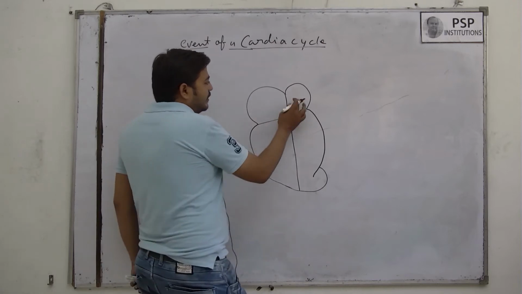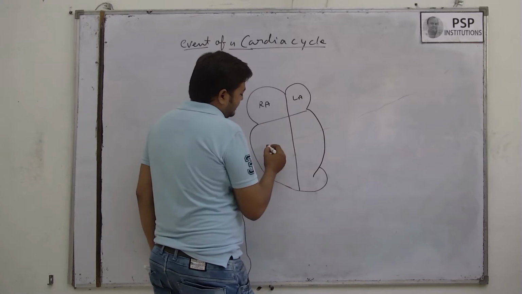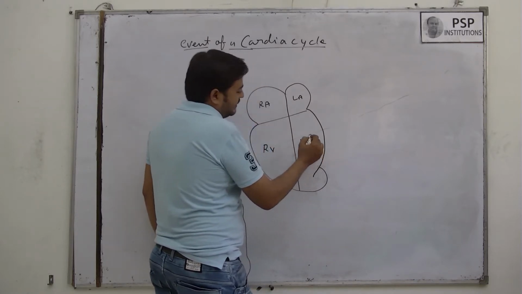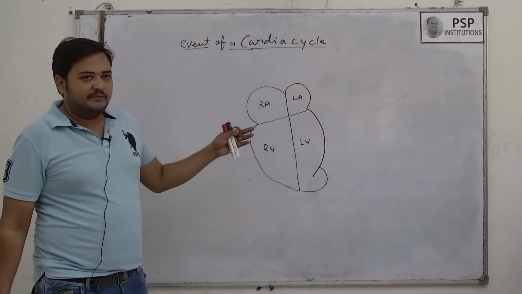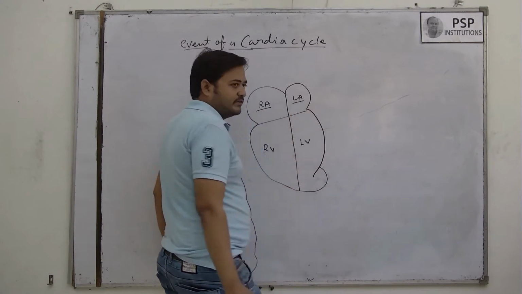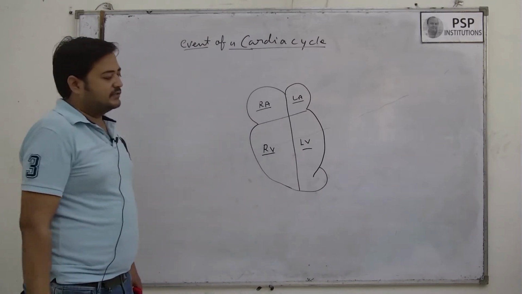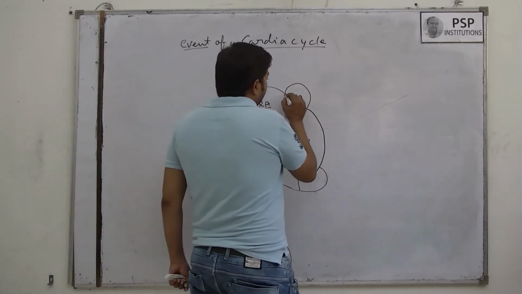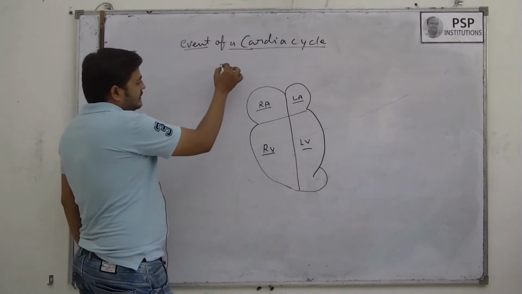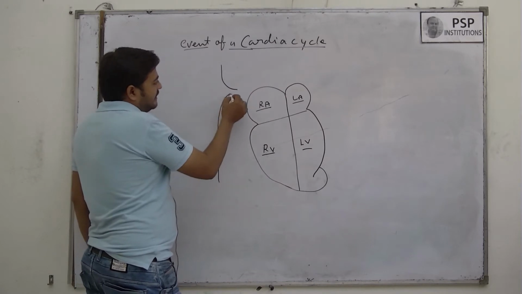There are 2 atria, that is the right atrium and the left atrium. That is the right ventricle, that is the left ventricle. Okay, atria are called right and left, same as the ventricles are called right and left. Okay, so in the right atrium there is a superior vena cava and inferior vena cava.